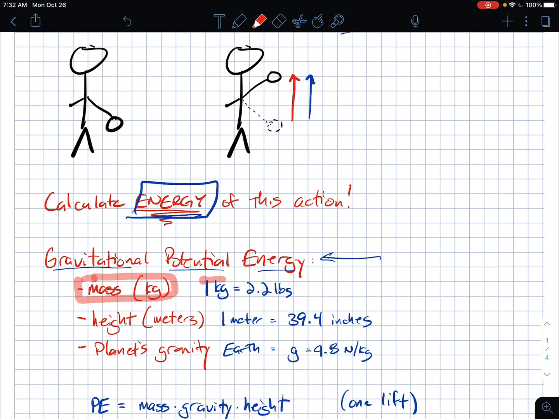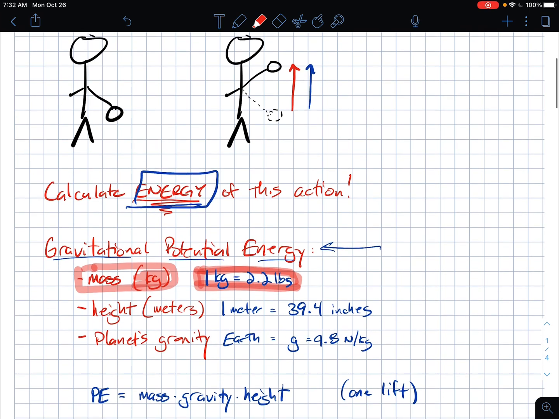And this is science, and so we're going to use the metric system. Mass has got to be measured in kilograms. 1 kilogram is 2.2 pounds for our purposes, and so if you know the weight of the object in pounds, you're just going to do a simple unit conversion and turn it into kilograms.